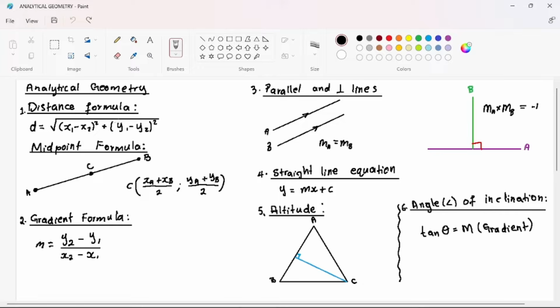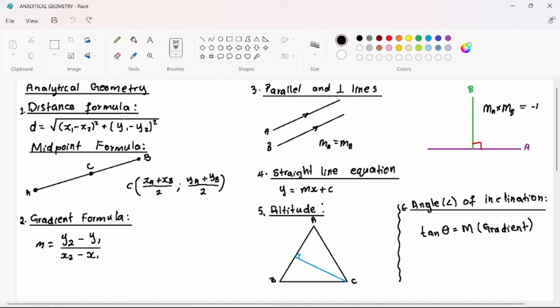In this video, I'm going to teach you everything that you need to know about analytical geometry. By the end of this video, you should be able to answer each and every question that the examiner will try to trick you with on your exams. So without further ado, guys, let me start with our first subtopic.